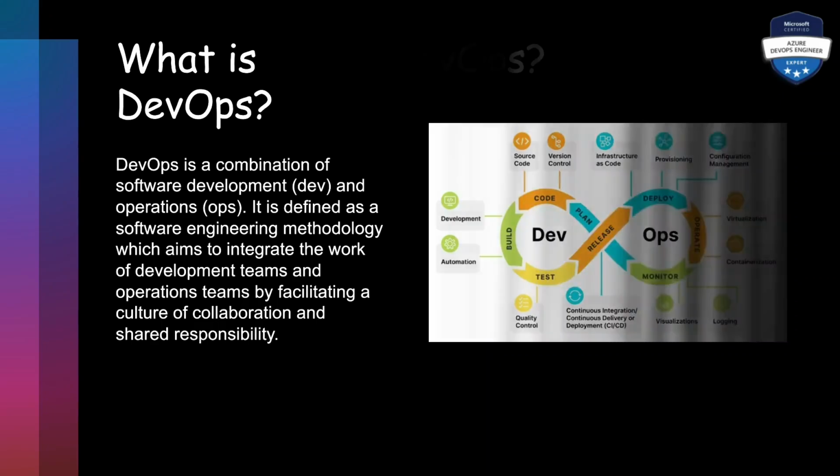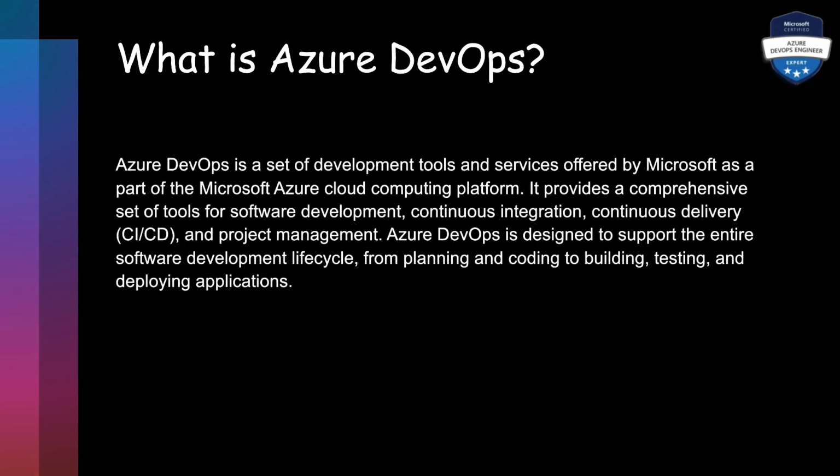So moving ahead, what is Azure DevOps? Azure DevOps is a set of development tools and services provided by Microsoft as a part of the Microsoft Azure cloud computing platform. It provides a comprehensive set of tools for software development, continuous integration, continuous delivery, CI/CD as mentioned, and project management. It is designed to support the entire software development lifecycle, from planning and coding to building, testing, and deploying applications. So Azure DevOps is offered by Microsoft as a cloud computing platform which provides development tools to integrate DevOps methodologies into our applications.